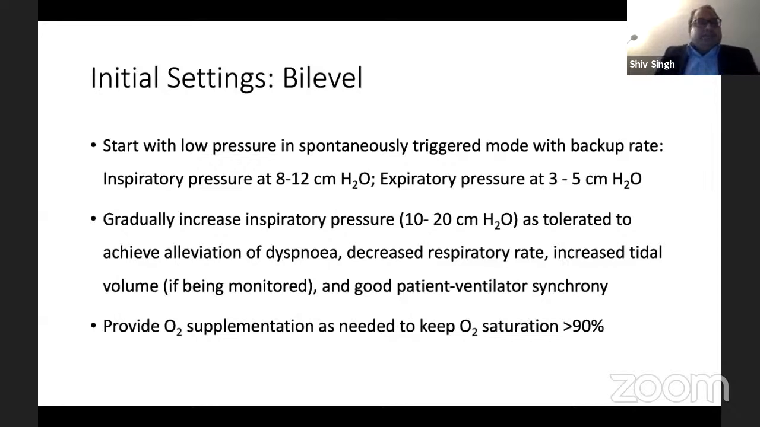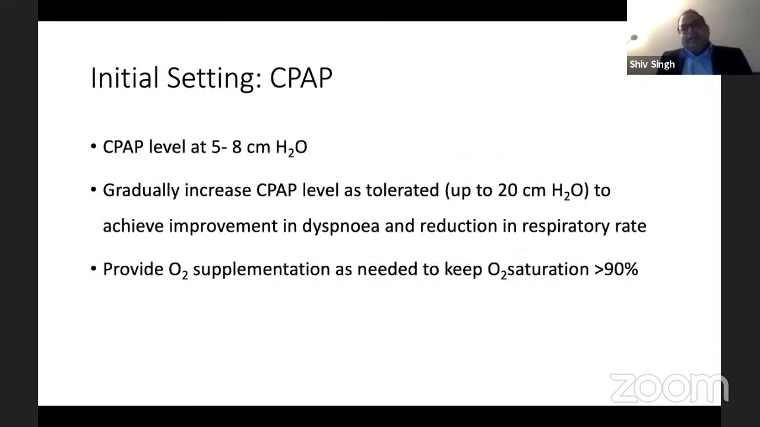As far as oxygen supplementation is concerned, don't try to be overzealous. Having a saturation above 90% is okay. And this will improve with time anyway, once the condition of the patient gets better. But if you are looking at just maintaining oxygenation, you're trying to deliver just the CPAP, you want to recruit some of the alveoli, or use it to get rid of the extra alveolar fluid, say in patients with pulmonary edema. In that case, the CPAP level is set around 5 to 8 centimeters of water. But you can increase it to almost up to 20 centimeters of water, depending on how the patient tolerates it.